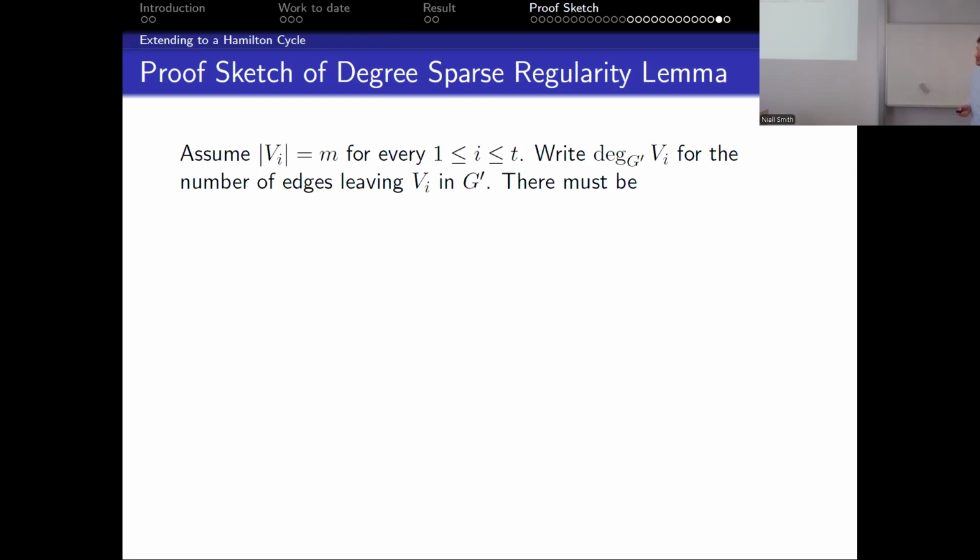You can denote the size of V_i by m, and write, so that's the notation for how many edges are leaving V_i and T prime. So there must be at least this many, right? Essentially counting half edges. This is what we get from the relative pseudo-randomness.